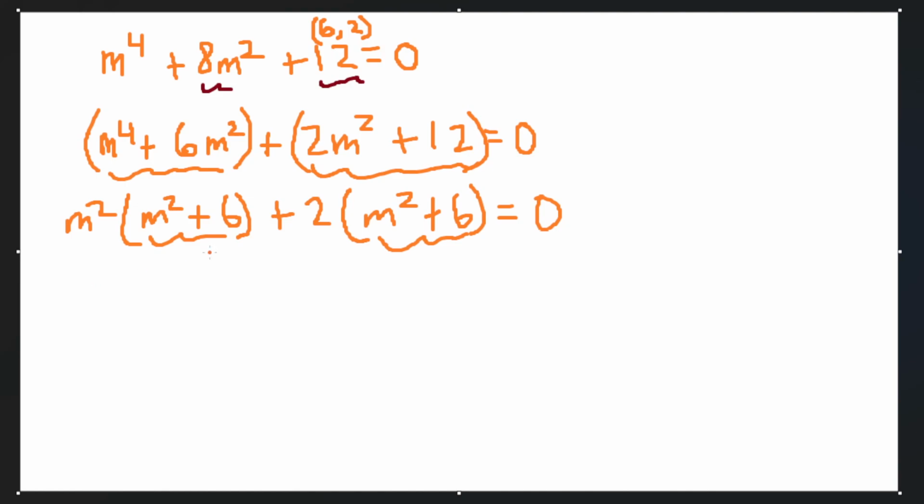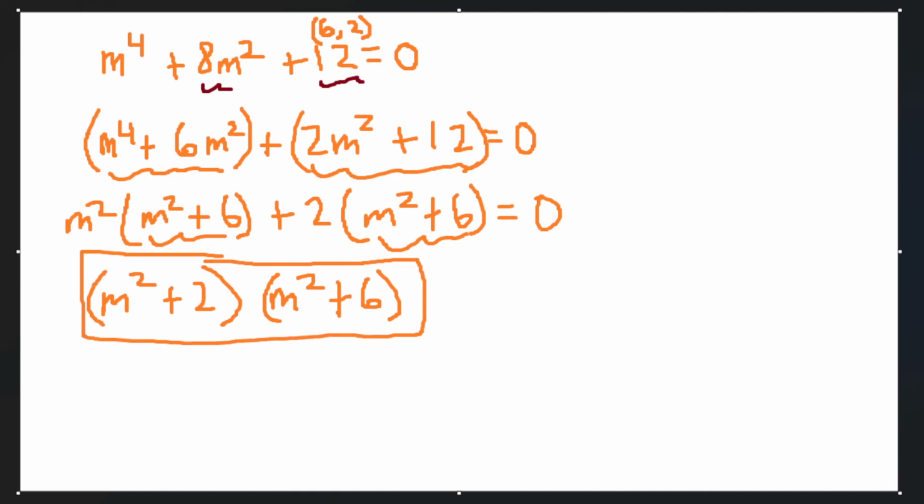So now we bring together what's outside of the parentheses. In this case it's m squared plus 2, and then inside the parentheses we have m squared plus 6. If the question asks you to factor, this would be your answer.